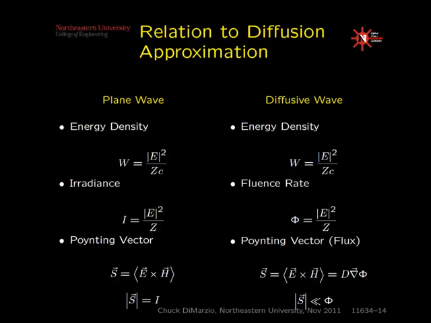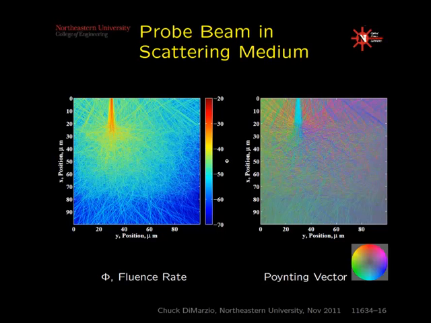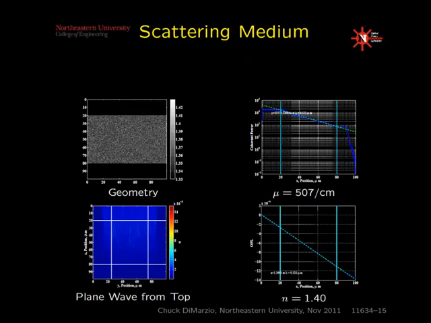When we compute the Poynting vector the same way, we get a number which is generally less than 5, sometimes a lot less than 5. In a good diffusive wave, it will be a lot less than 5. And in fact, according to diffusion theory, it's given by D times the gradient of phi. So these are the quantities that we can look at. I'm going to show you some pictures of these as we go through the numerical examples. I think I just skipped 2 pages.